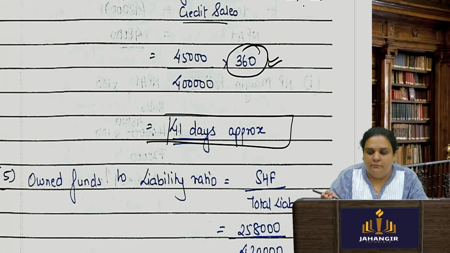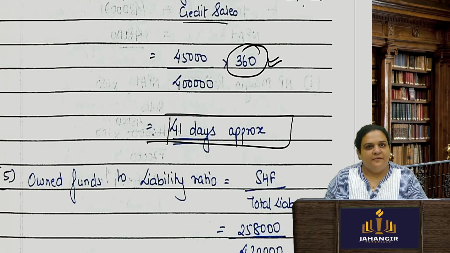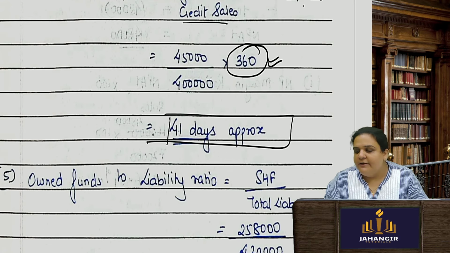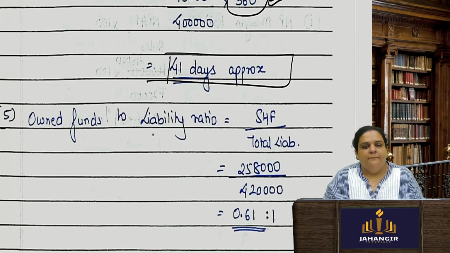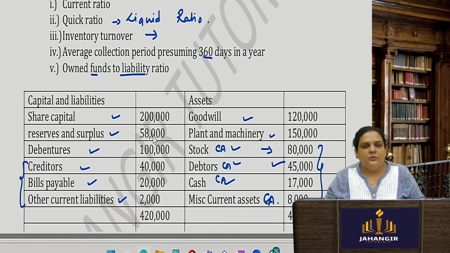You have to write the proper number. It cannot be in fraction, days. So 45,000, divide that by 4 lakhs into 360. You will get 40.5. 41 days approximately. Round it up. And then the last ratio, which they are telling me.